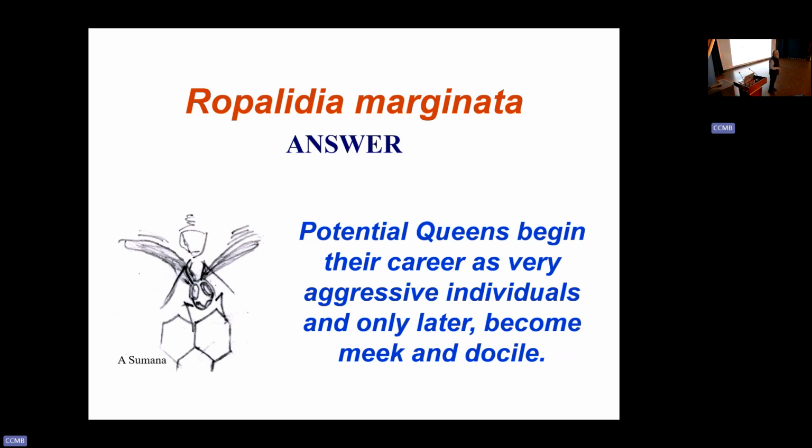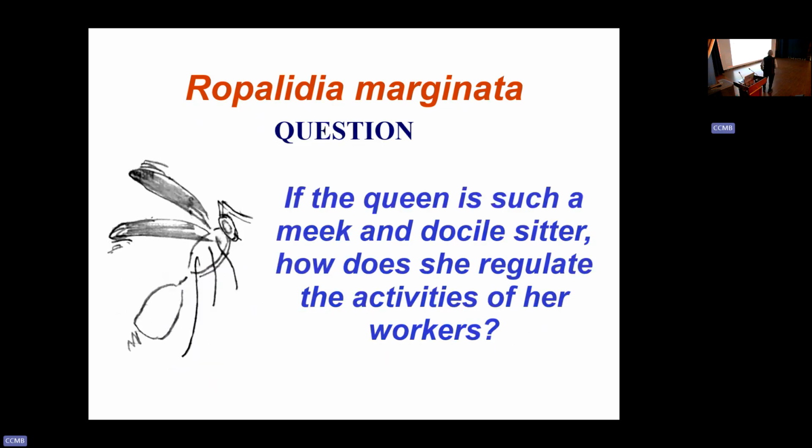But this answer itself is very suspect. Because how can this be true? She is aggressive only one week. What happens afterwards? How does she make sure that the workers don't revolt and become queens? How does she make sure that they keep working? Because after a week, she is no longer aggressive. So obviously we had a difficult question. If the queen is such a meek and docile citizen, how does she regulate the activities of workers? How does she do this?